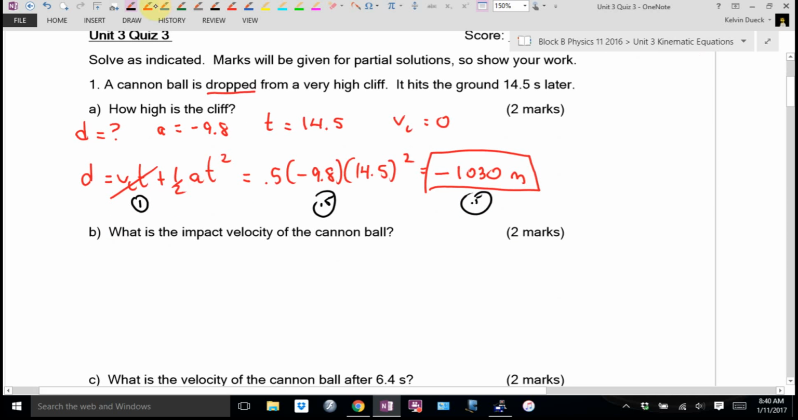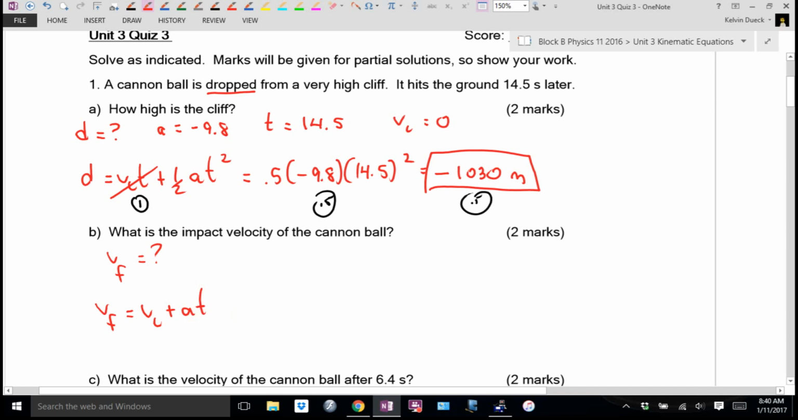B says, what is the impact velocity? I think that's asking me to find V final. It's not 0. V final would be 0 after I hit the ground once this question is done and over, but that's not what this question is asking. I think I'm going to go with VF equals VI plus AT.